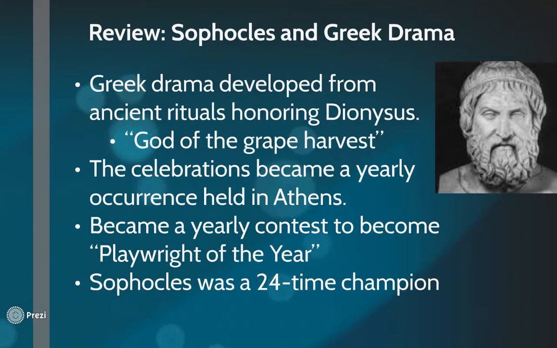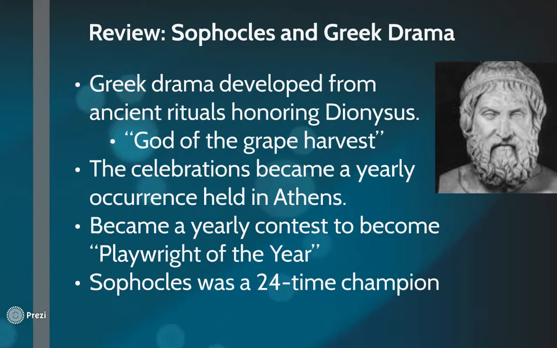Sophocles becomes a big deal because he defeats, when he is 28, the best-known playwright at that time, and that is his run. He's not a 24-time champion in consecutive years, but he wins the yearly contest 24 times over about a 55 to 60 year span.